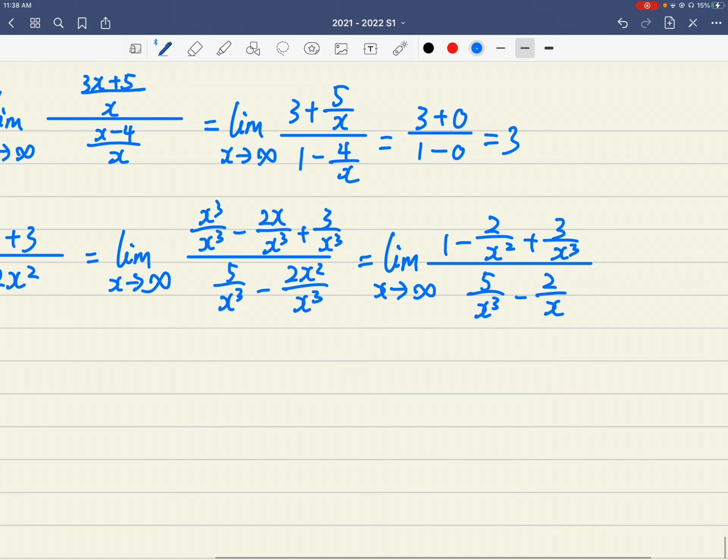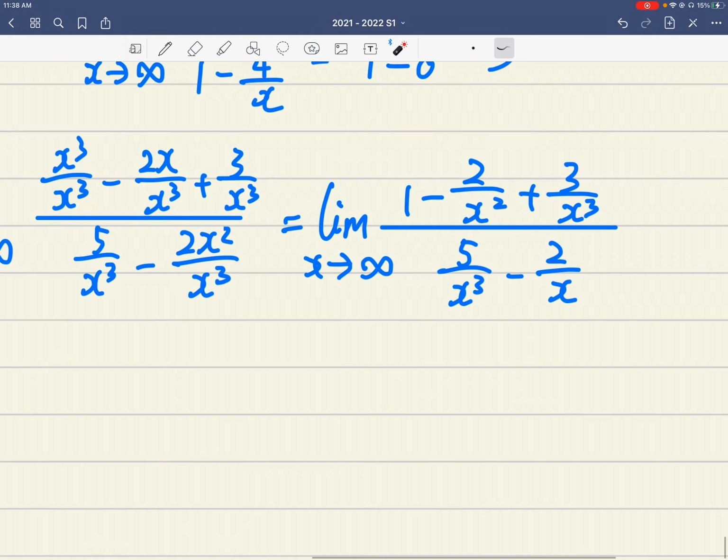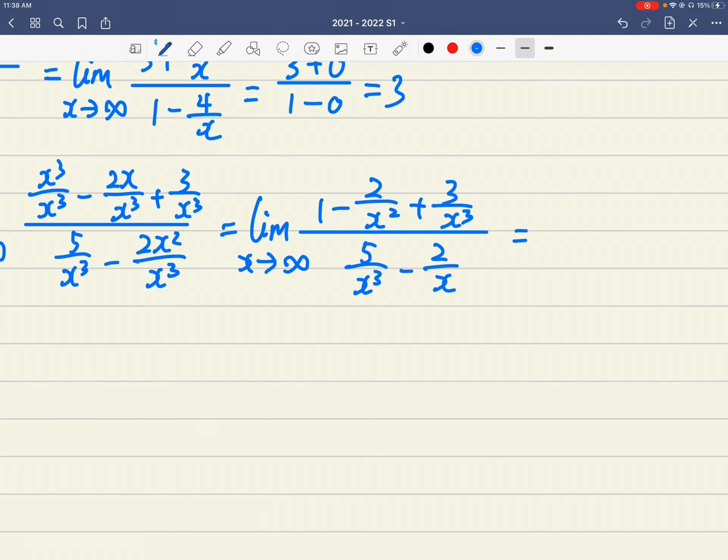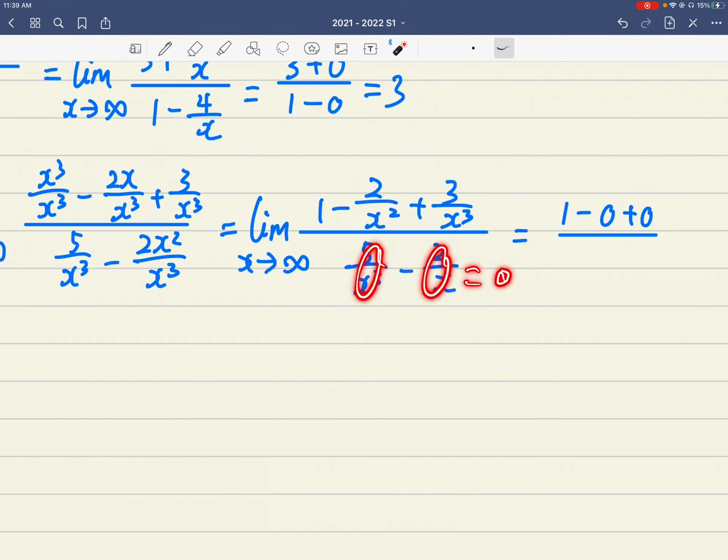Okay, now you see the problem. When x is close to infinity, here it's 1, but all the other parts are close to 0. So there's nothing special about the top. It's just 1 minus 0 plus 0. But what about the bottom? We know it's 0 minus 0, so the result must be 0.